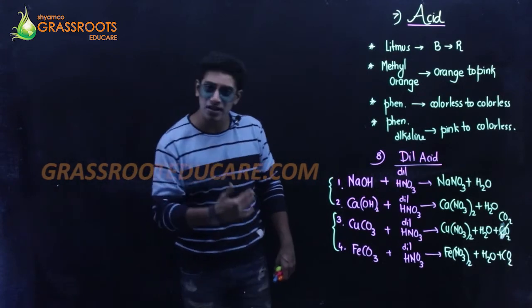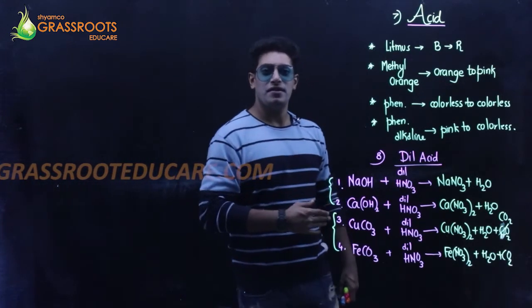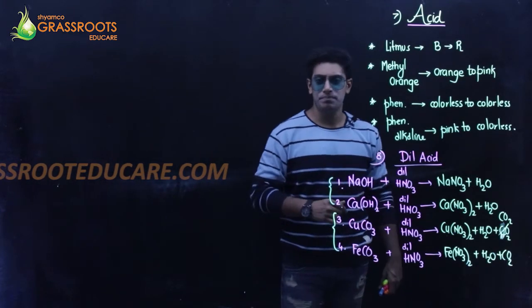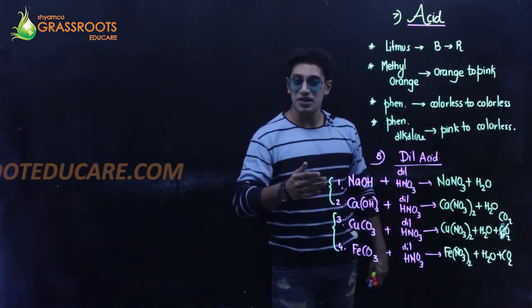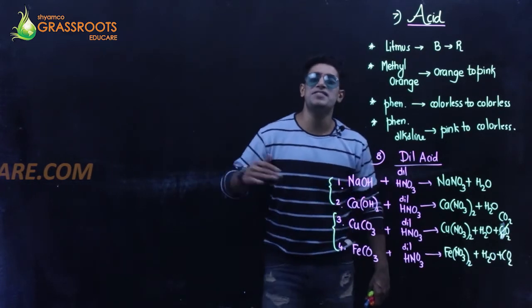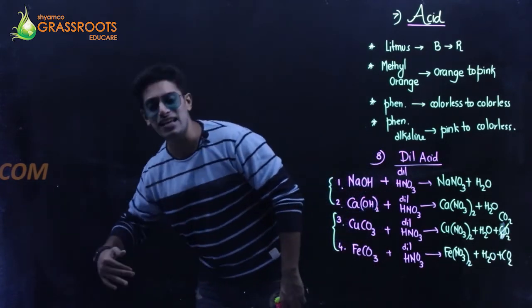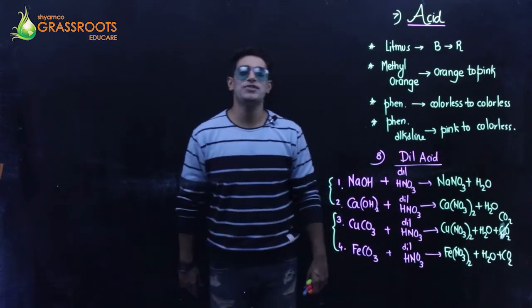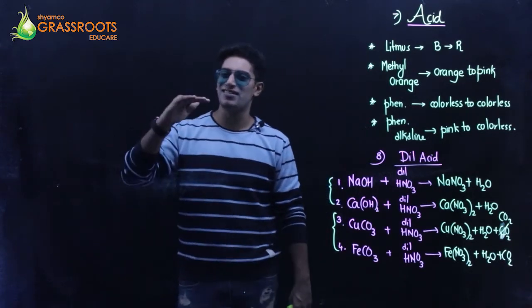Sulfite or bisulfite plus dilute acid gives salt plus water plus sulfur dioxide. And dilute acid plus a sulfide gives salt and H2S. You remember those 5 reactions, the standard forms?